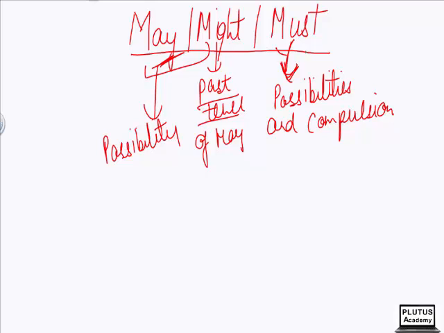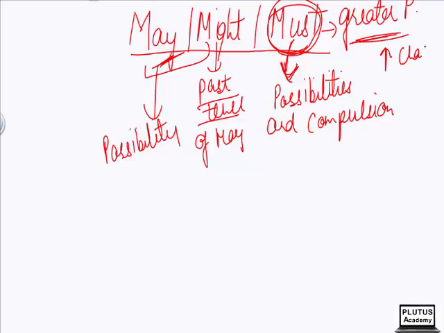See, must will be used in those sentences which will have greater possibility, those whose chances of being possible are very high. In those sentences we have to use must. And may and might are used to show possibility, may in present tense and might in past tense. Let us consider a few examples.